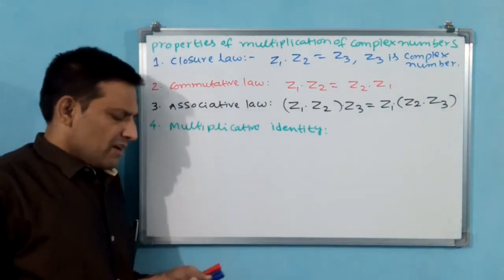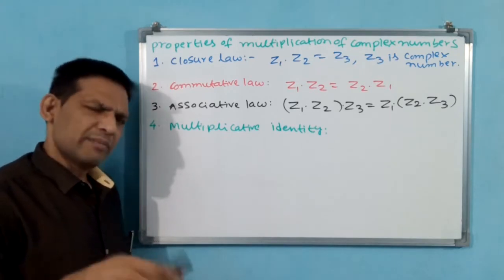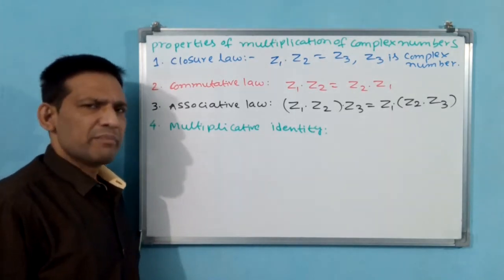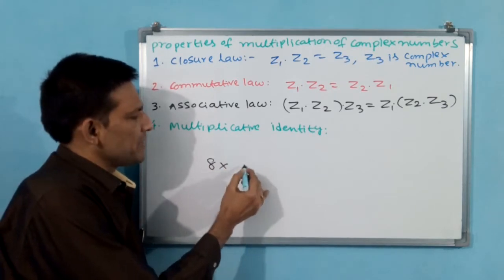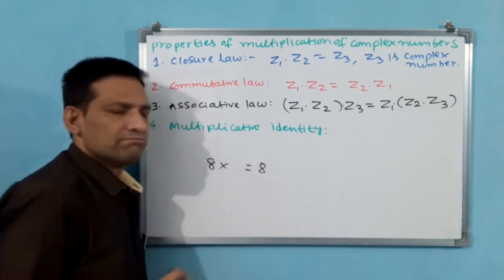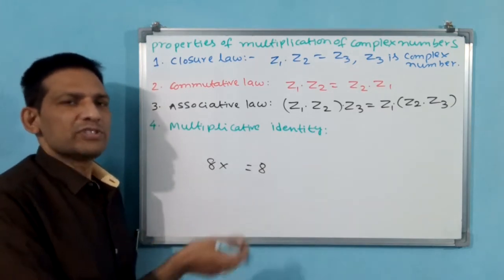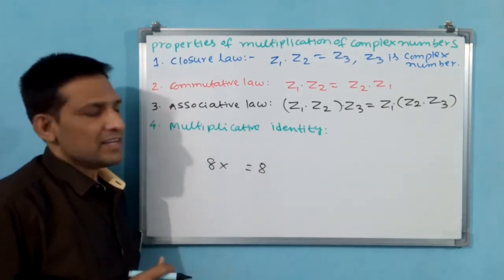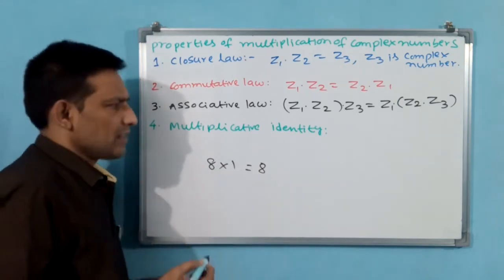Multiplicative identity. Normally, what will be the multiplicative identity in algebra, say for real numbers? If you multiply 8 with something and only 8 has to come, that is the identity. In addition, 8 plus 0 is equal to 8, so 0 was the additive identity. In multiplicative, 1 only. That's all. Then how to write this one?